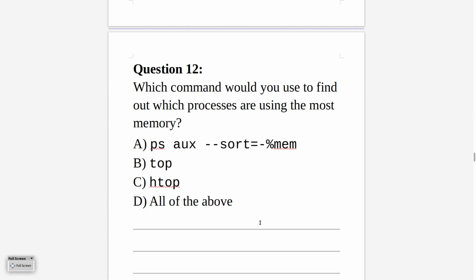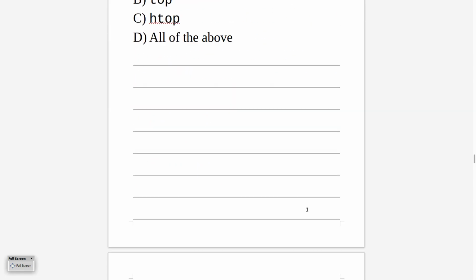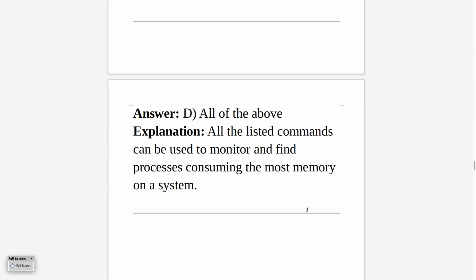Question 12. Which command would you use to find out which process is using the most memory? Is it ps aux with sort, top, htop, or all of the above? I happen to know it's all of them. I mean, ps aux is the first port of call, but by default it won't sort, and you need to add a switch to it. It's a bit cumbersome. It's easier to use top or htop. They have built-in sorting that you can trigger while you're in there. So it's going to be all of the above. Indeed, all of the above. All can be used to monitor and find processes consuming the most memory on a system.